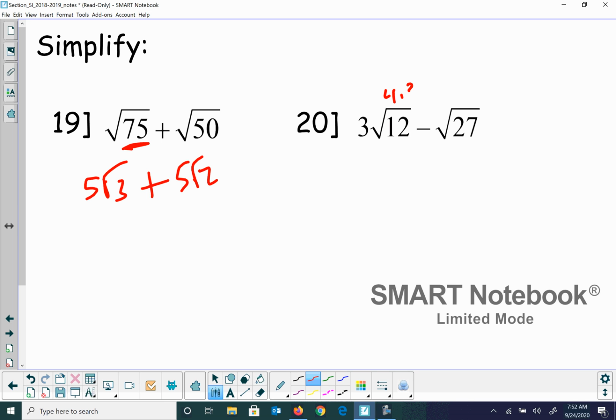I'm going to break that into 4 and 3. Square root of 4 is 2, so I get a 6 outside, root 3. And then this is going to give me 9 and 3, so that's going to give me 3 root 3. And then I can go ahead and subtract these, so I get 3 root 3. You're good.